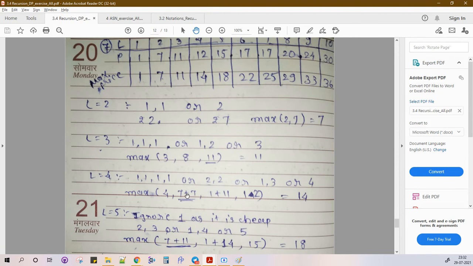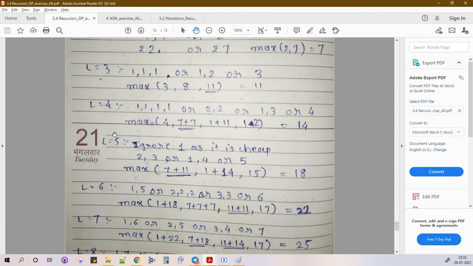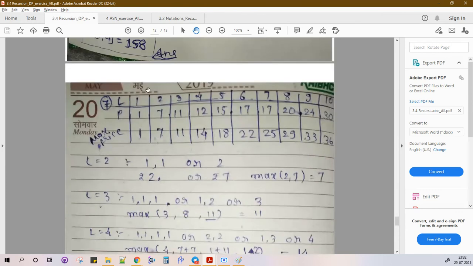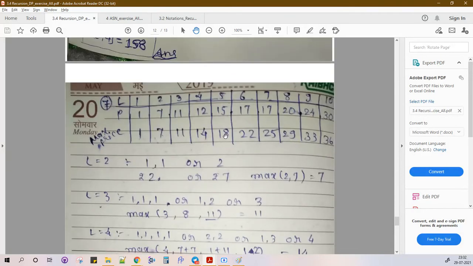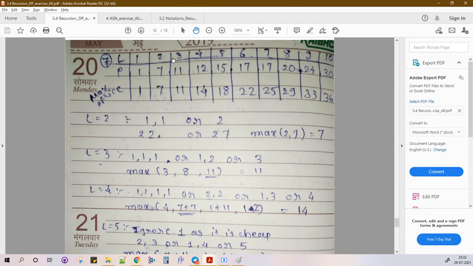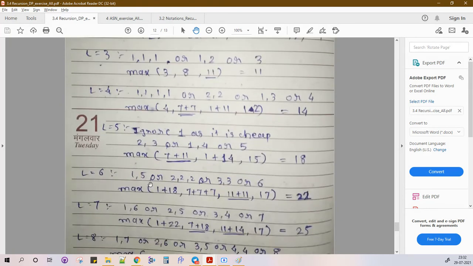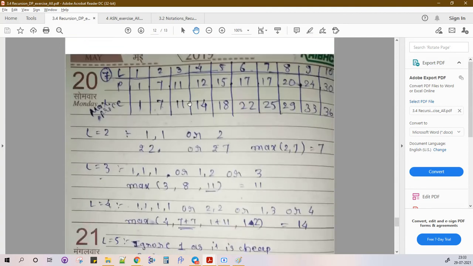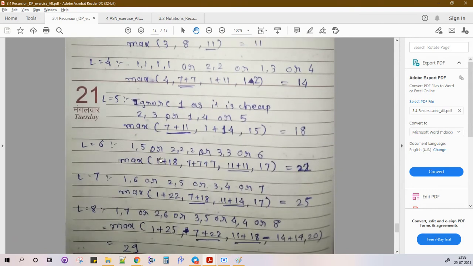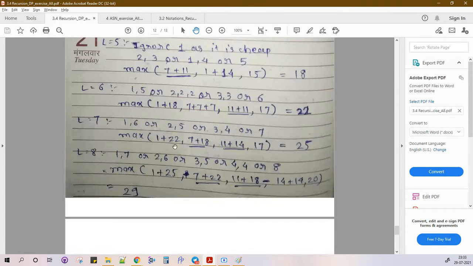If I sell the part of 2 and 2. Similarly, for L equal to 5, I am just ignoring the length of 1 because it is very cheap, right? So I have 2 3, 1 4, or 5. So the maximum is 18. So I have solved for 5 also. Similarly, for 6 I can solve 1 5, 2 4, 3 3. Sorry, 2 and 4, 21, I have missed that combination, but you got the idea. Maximum would be 22, right?